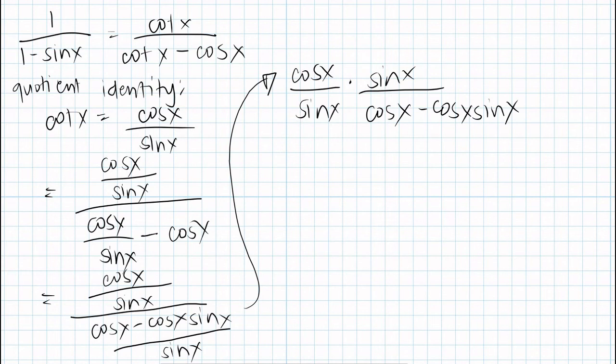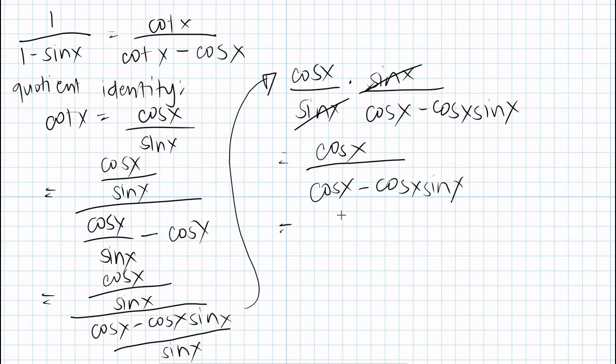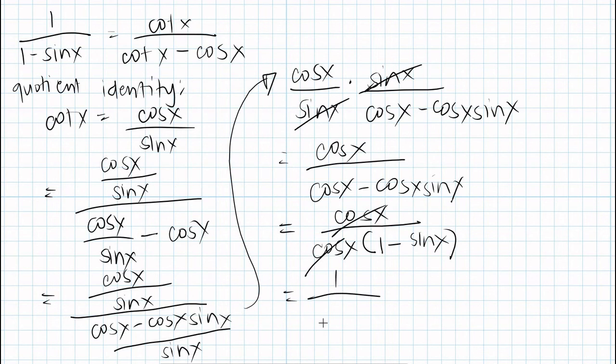Sine x cancels out, and if we try to rewrite that, that becomes cosine x over cosine x minus cosine x sine x. That means that in our denominator, we can factor out cosine x. So if we factor it out, we will get cosine x times 1 minus sine x. Here, cosine x will be cancelled, so there we prove that this function is equal to 1 over 1 minus sine x.